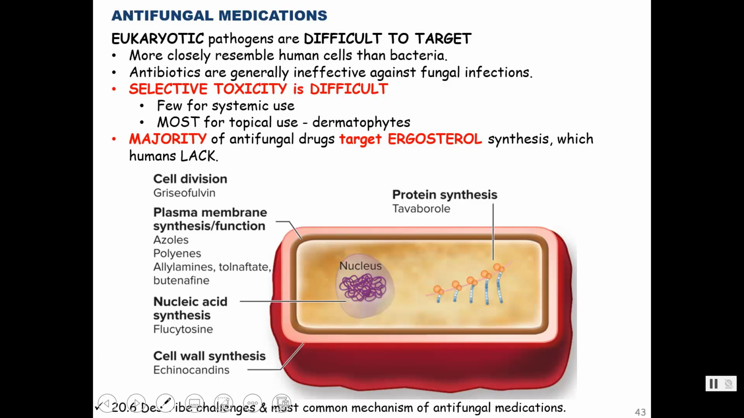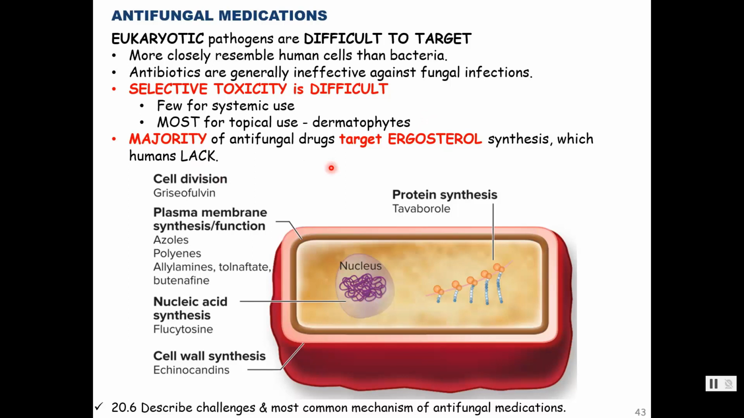Okay, so fungal drugs. Fungi are eukaryotic, so once again, they're going to be really difficult to target because they closely resemble human cells, even more closely than bacteria. And so antibiotics are generally going to be ineffective against fungal infections, and there really aren't that many. There's very few for systemic use. Most of the antifungal drugs are going to be topical, so used for those dermatophytes that we talked about. Think about ringworm as an example.